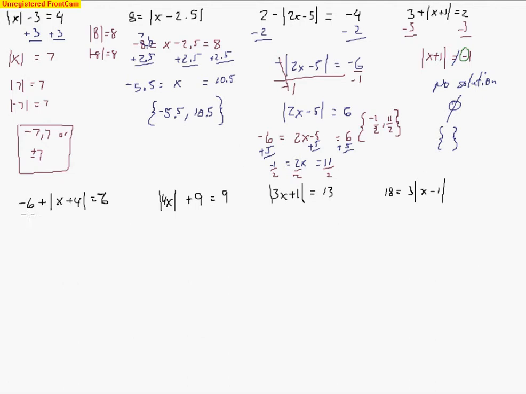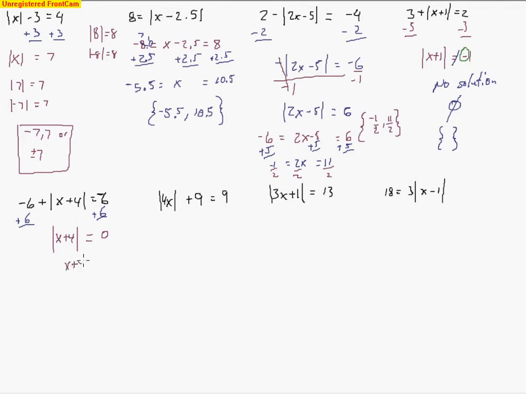Let's take a look at our next one here. Here we're going to add 6 to all sides. So if I add 6 to that negative 6, I get 0. Sometimes people think this is a no solution as well, but it's not. So you could get an absolute value equaling 0, and here's what we're going to do. Now, there's only going to be one answer here, one value to make 0, and the reason is that there's only one 0. There's no positive 0, there's no negative 0, it's just 0.